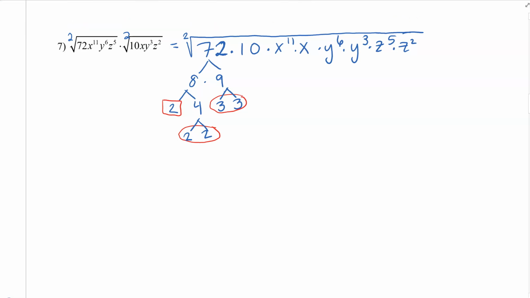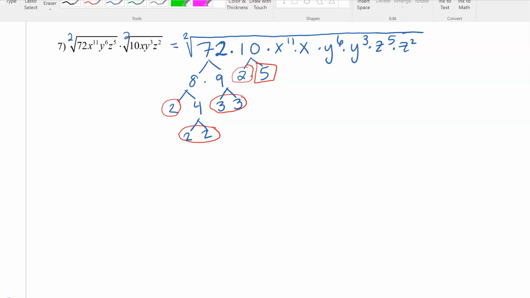Because if you look at the 10, look at this. The 10 has another factor of 2. So actually, this single factor of 2 will be able to pair with this factor of 2 over here, and really only a 5 will remain under the radical.